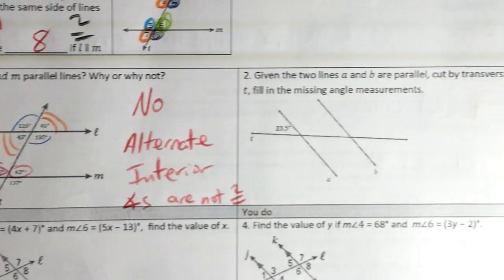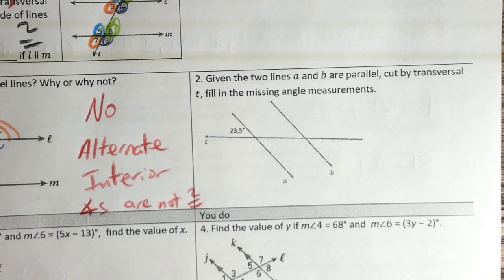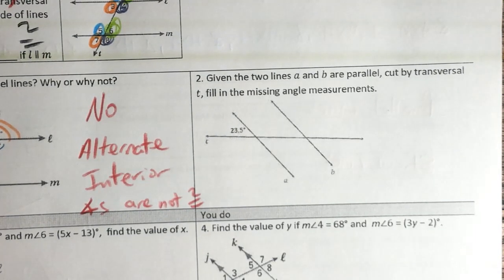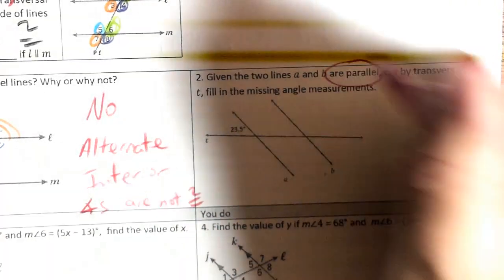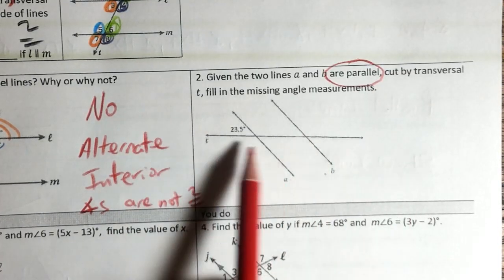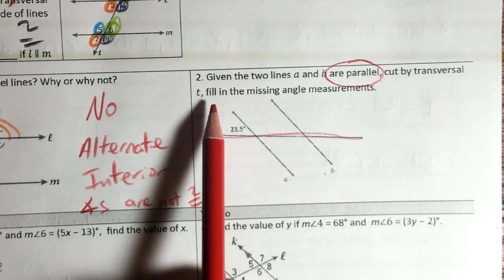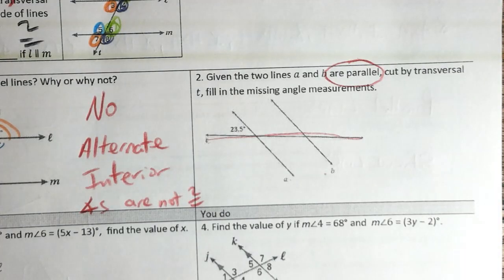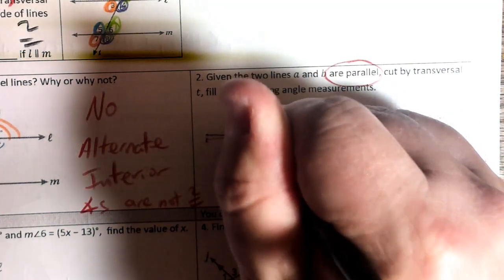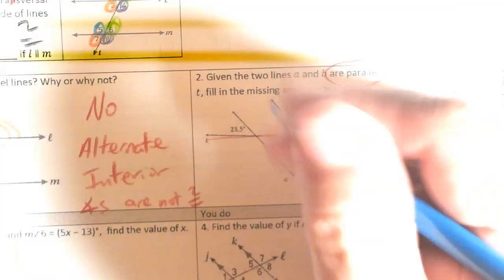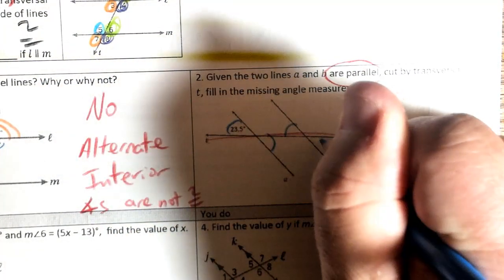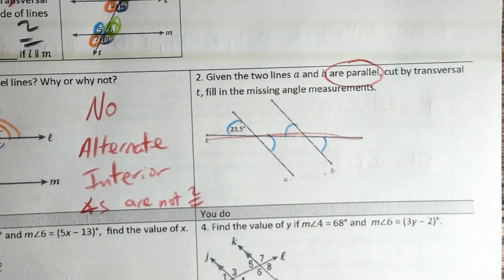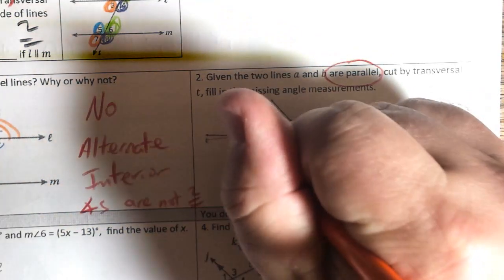All right, number 2. Given the two lines A and B, so this line and this line, are parallel, so they're telling us they're parallel. Cut by transversal T, so here's this transversal. Fill in the missing angle measurements. All right, so in order for these two lines to be parallel, let's use a different color. So this guy is going to have to be congruent to this guy, and this guy will be the same as those. And then these angles will be congruent.